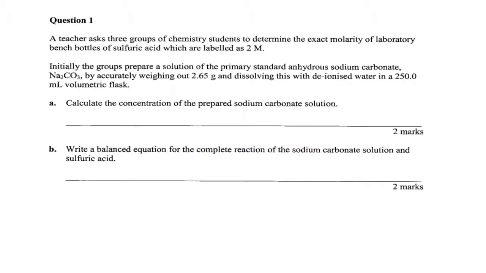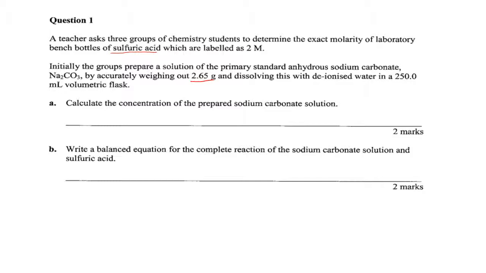Okay, so the first question that we're looking at is a titration question. The only real difference is that this is about sulfuric acid, and what we'll be looking at in the SAC and the exam is more about organic acids and other organic substances that we can titrate with. Now we want to find the concentration of sodium carbonate solution, which is our primary standard solution. What we know in this case is that our mass of sodium carbonate is 2.65 grams. We also know the volume of the solution.